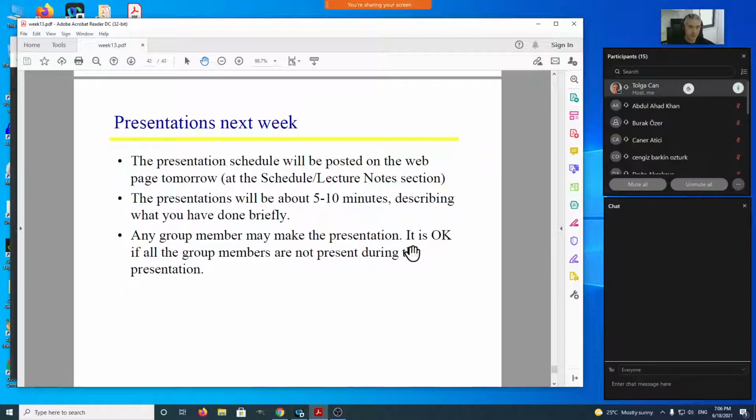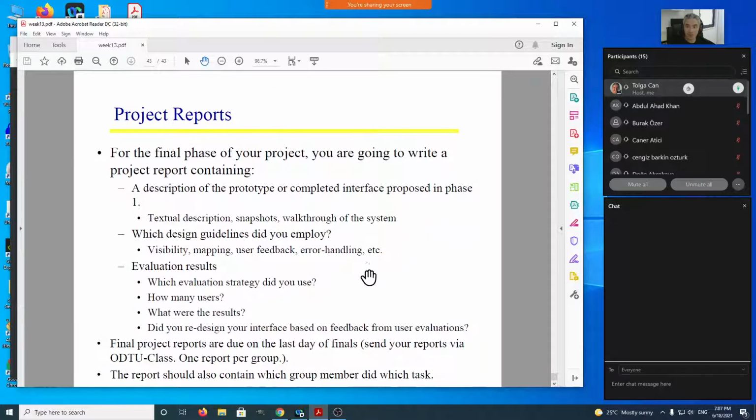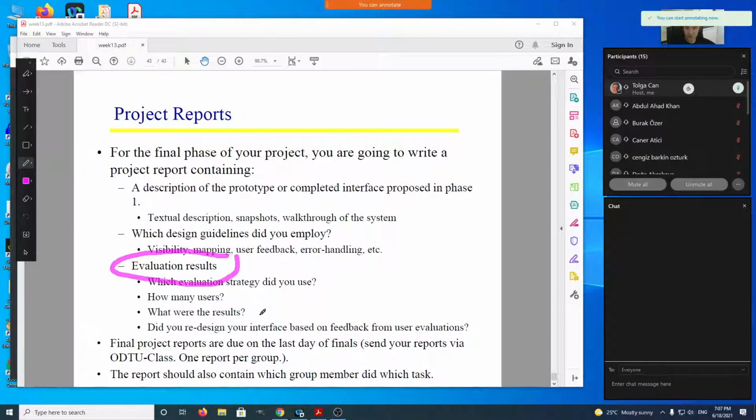And the project, really, the main focus is not to build just an application, or just to build some prototype that cannot be used. The main purpose is to have a usable prototype that you can use to evaluate its usability by using real users. So the main component of the project final reports is this evaluation results.